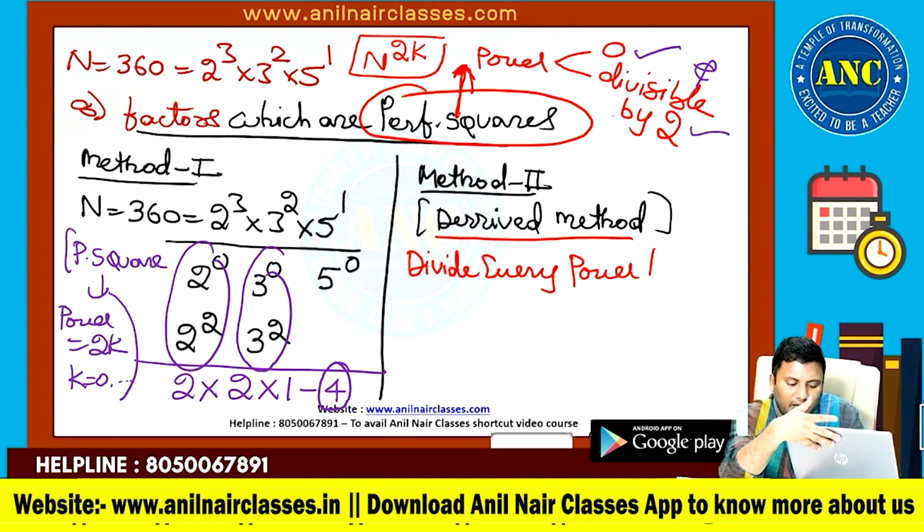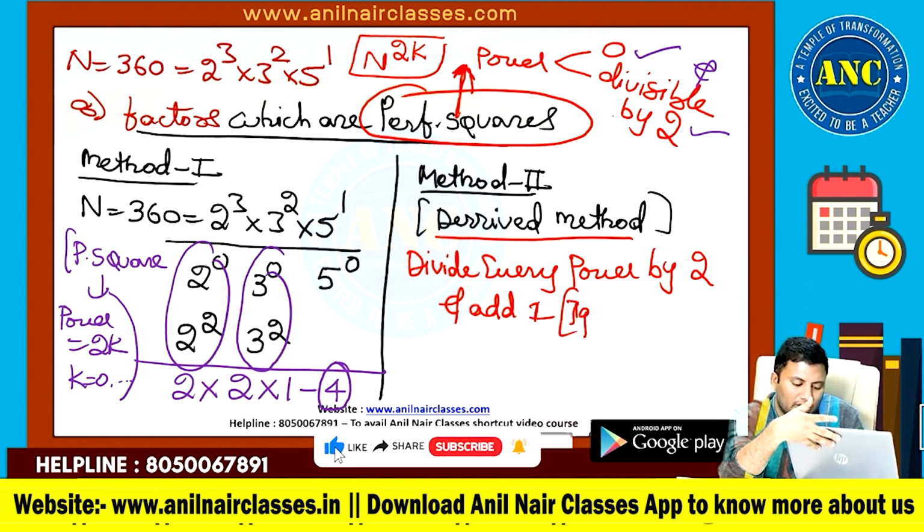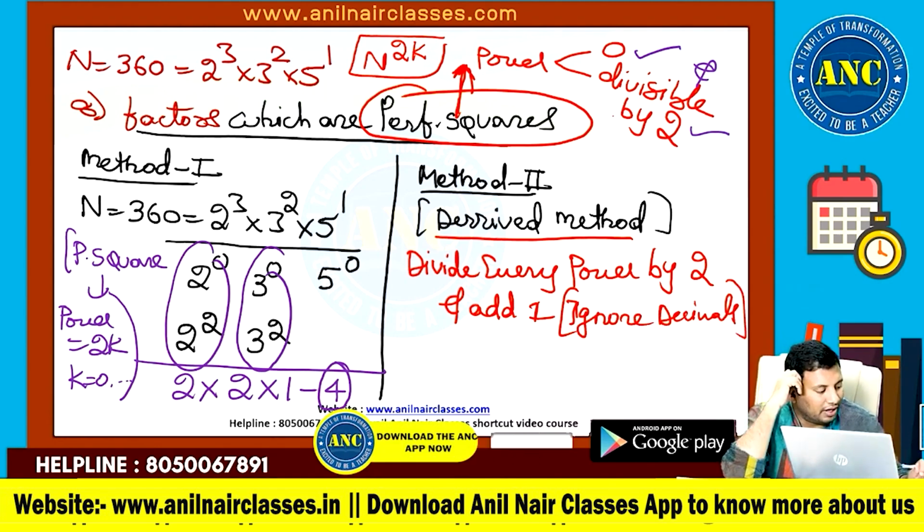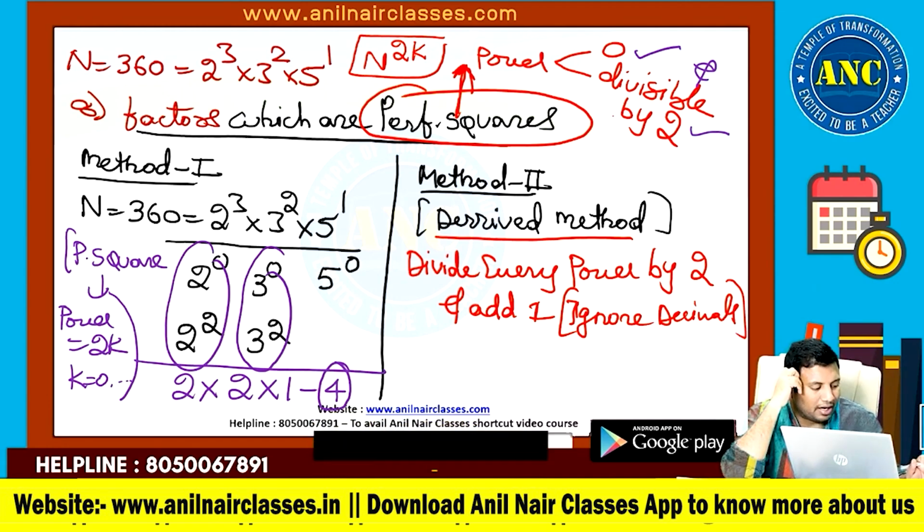Divide every power by 2 and add 1. Ignore decimals. Divide every power by 2. Now tell me, why are we dividing every power by 2?